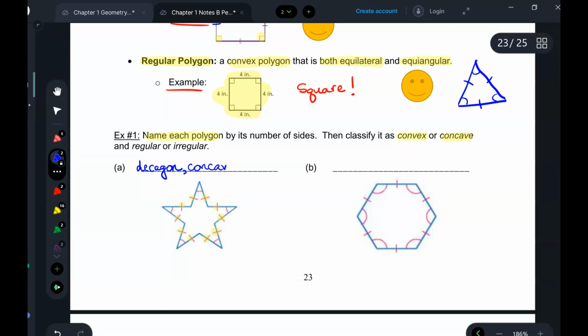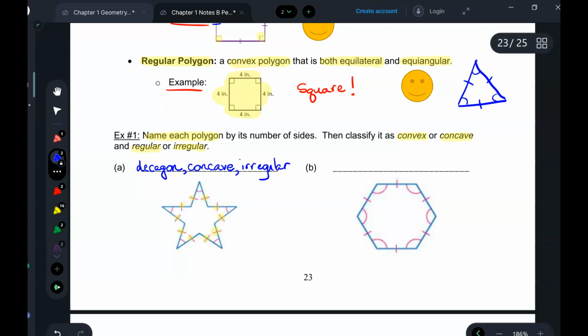If they all go in, they all cross. That's concave. Now, is this regular or irregular? It's irregular, because look at the regular polygon definition: it has to be convex.